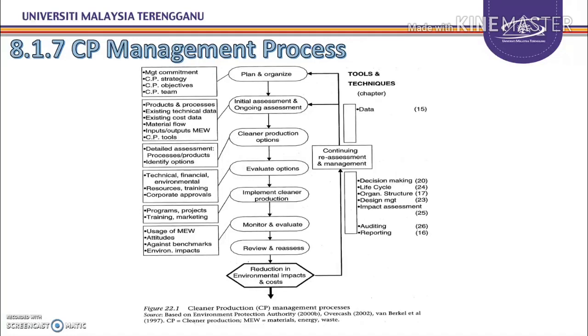Okay, for the tools and techniques in implementing CP, a company may provide eco-labeling and then life cycle assessment. Life cycle assessment is a technique to assess the environmental aspects and potential impact associated with a product, process, and services, which we are going to learn in the next chapter. And then design for environment, eco-efficiency of waste and raw materials, and industrial ecology.